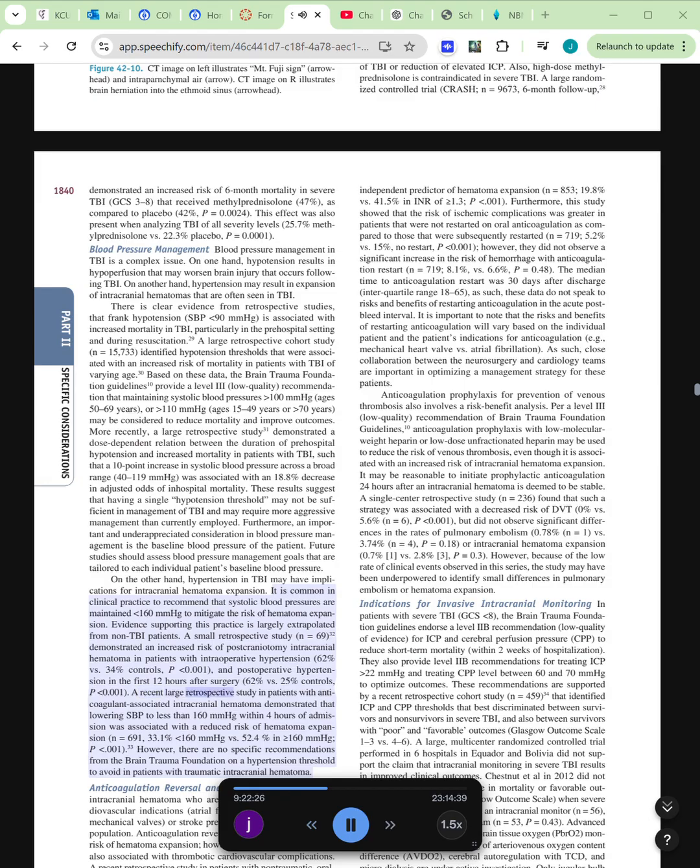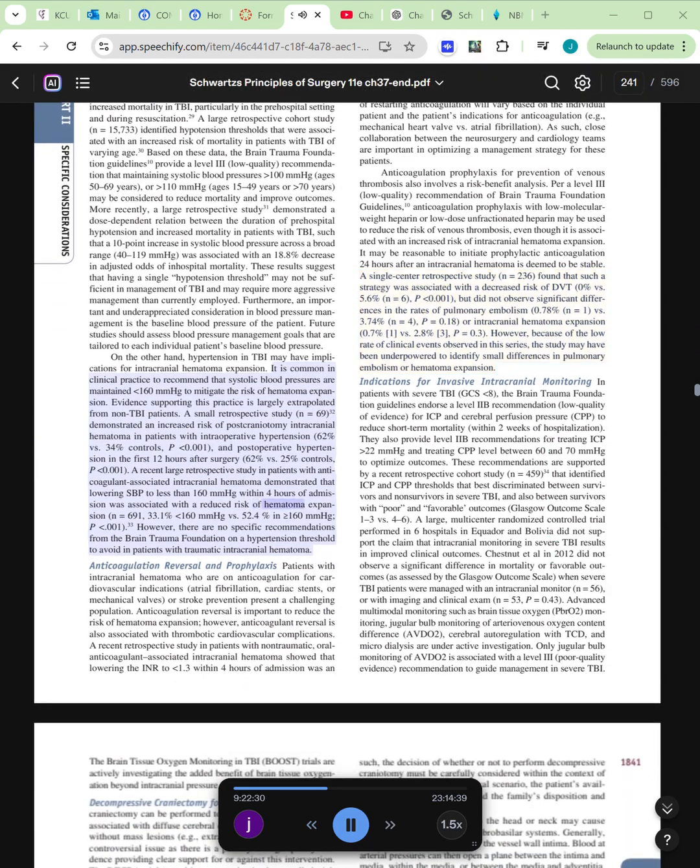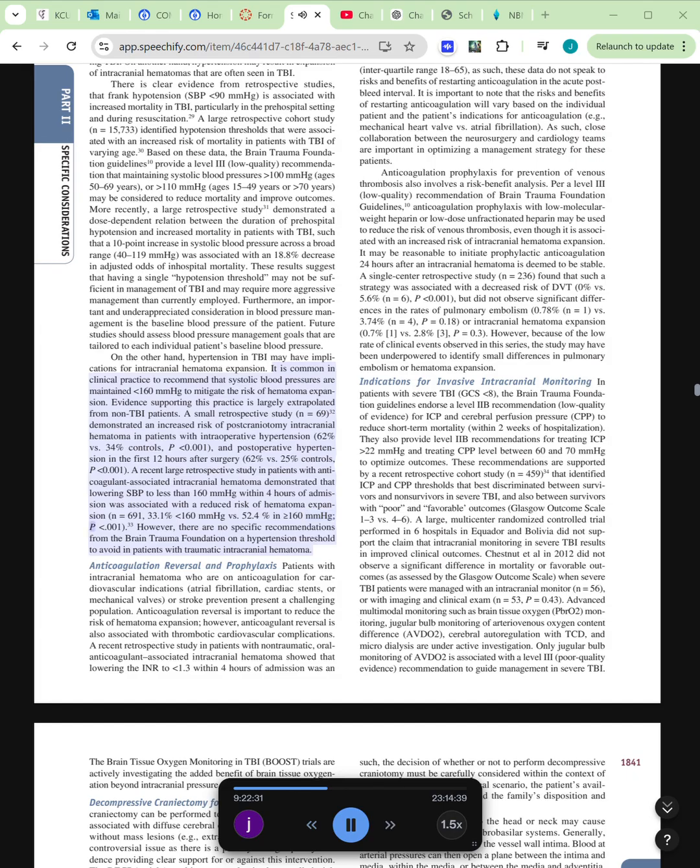A recent large retrospective study in patients with anticoagulant-associated intracranial hematoma demonstrated that lowering SBP to less than 160 mmHg within 4 hours of admission was associated with a reduced risk of hematoma expansion, n equal to 691, 33.1% for less than 160 mmHg against 52.4% for greater than or equal to 160 mmHg. However, there are no specific recommendations from the Brain Trauma Foundation on a hypertension threshold to avoid in patients with traumatic intracranial hematoma.